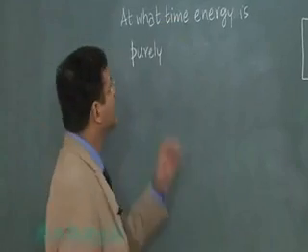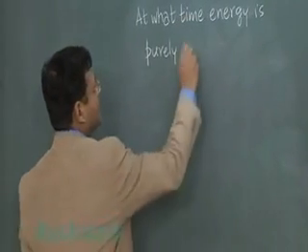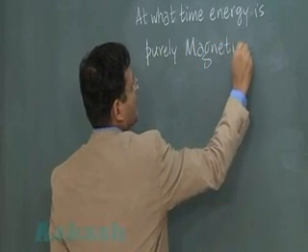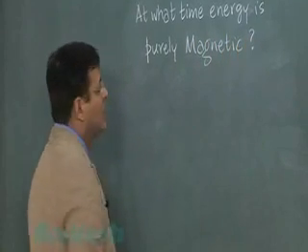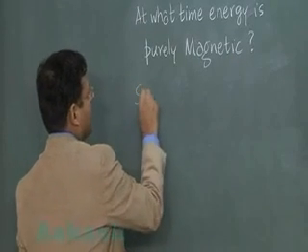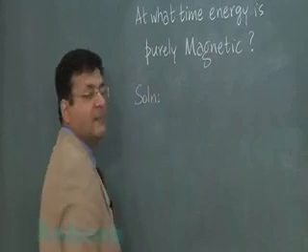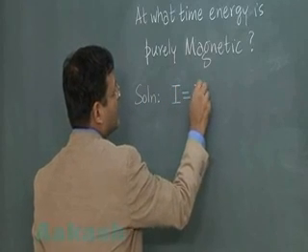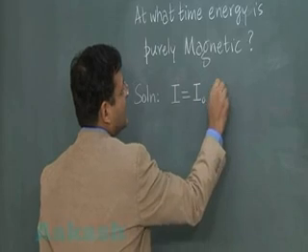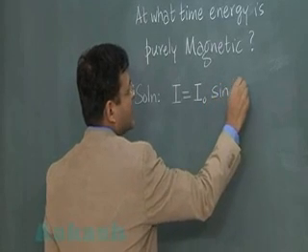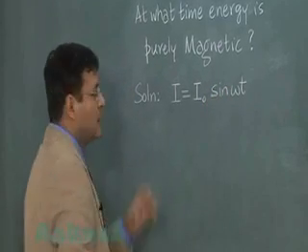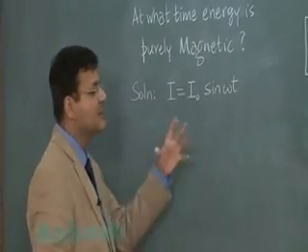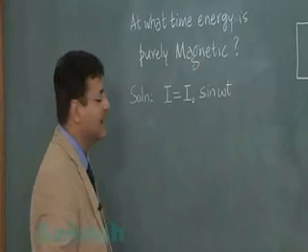The next thing we are asking is at what time the energy is purely magnetic in the LC oscillation. Then you see, energy will be magnetic whenever the current in the circuit will be maximum. You are writing the current expression as I is equal to I naught sin omega t. Magnetic energy, that is involved with current. So whenever the value of current is maximum, at that time the energy in the circuit will be purely magnetic.